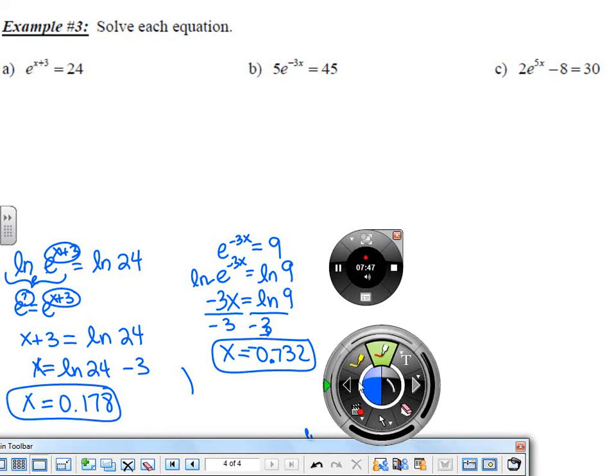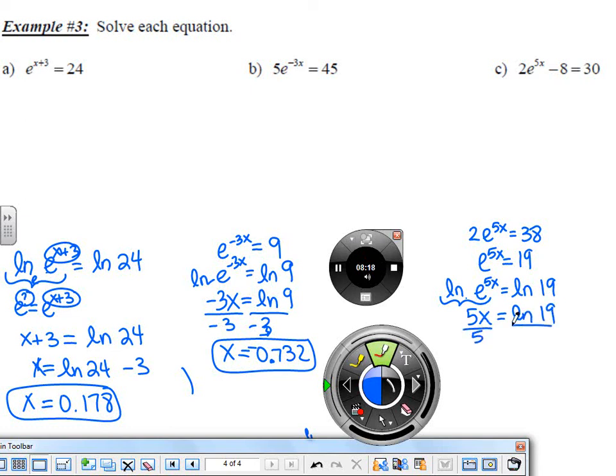All right, so again, go through the same process here, isolate that e, and then use the natural log on both sides. So I'm going to first add 8 to both sides, and then I'm going to divide by 2, and then I'm going to take the natural log of both sides. So again, right here, taking the natural log of something that has e to a power is just going to end up being that power, and then I'm going to divide both sides by 5. So again, without a calculator, my answer would be log of 19 divided by 5. With a calculator, my answer is 0.589.